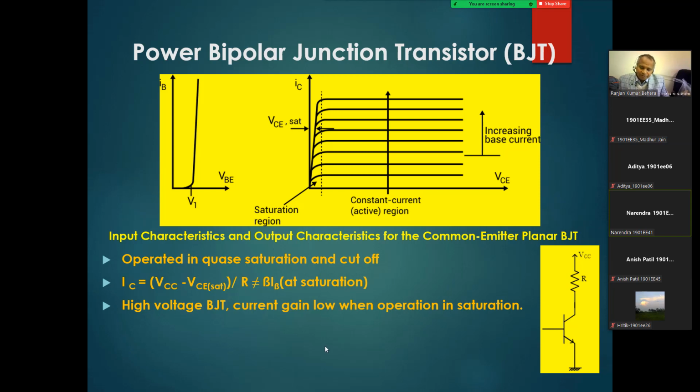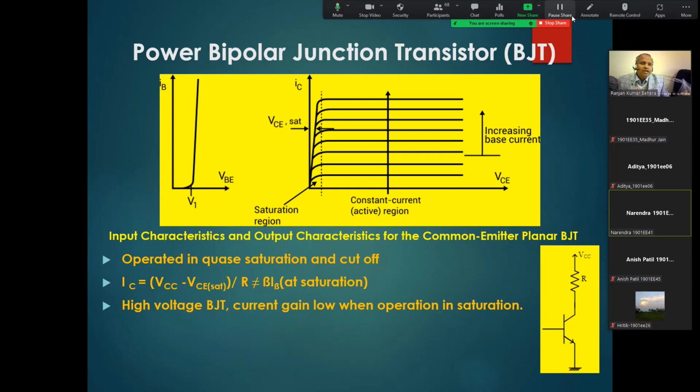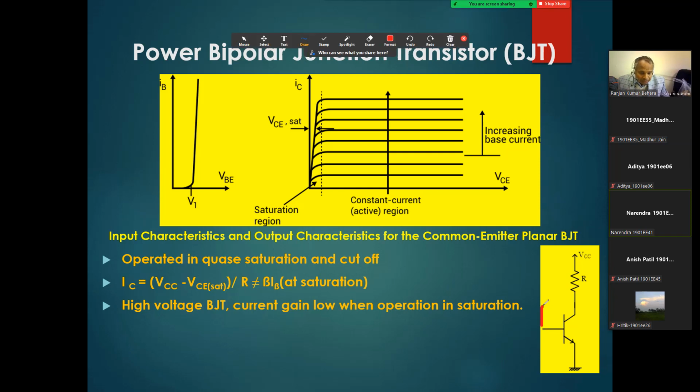in the high voltage BJTs, when you operate in the saturation region or hard saturation region, you will see that the current gain is very low. And why the current gain is very low, we will discuss. Generally in our gate driver or the BJT, if the current gain beta is very low, then you require a very large current to drive the base of the BJT.